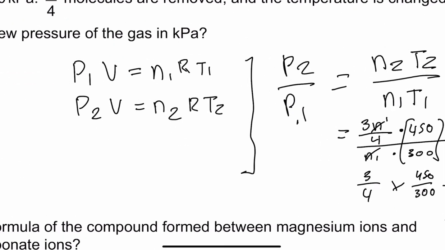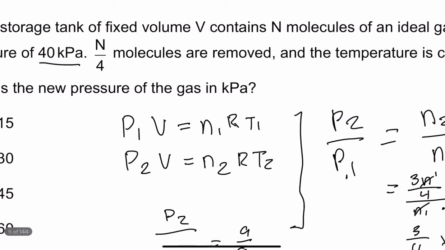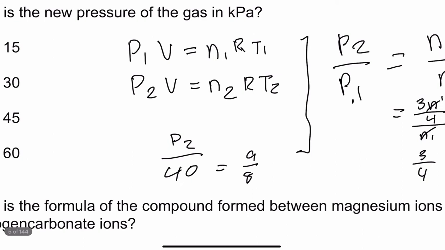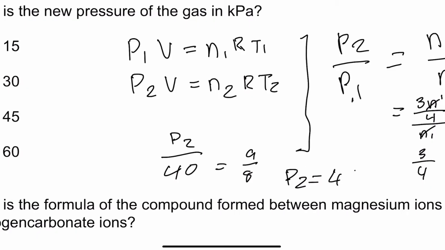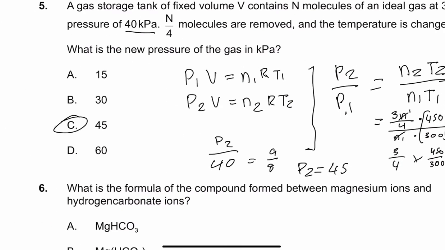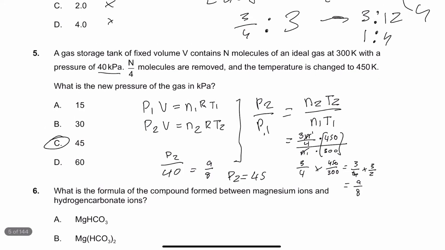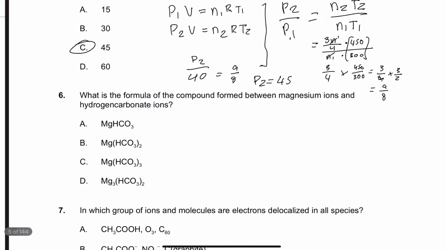So we have P2 over P1 equals 9 over 8. Well, we know P2 is what we're trying to find out. We know our P1 is 40 kilopascals, so over 40. Then all we need to do is multiply these sides, and we get P2 equals 45. There we go. That's C. So pretty simple, just required a bit of working on. I think, yeah, just a standard ideal gas question.